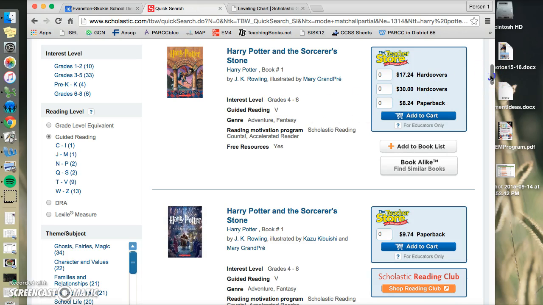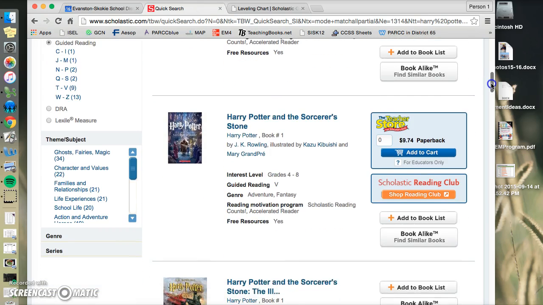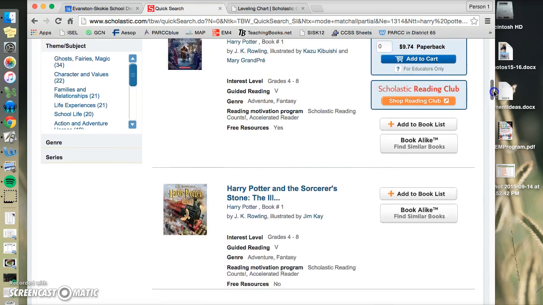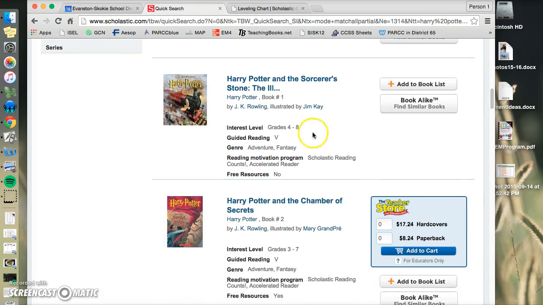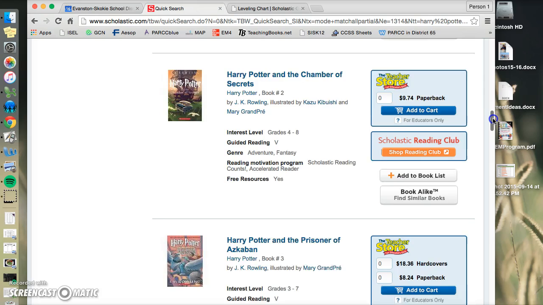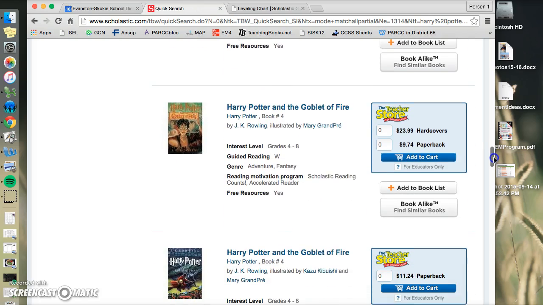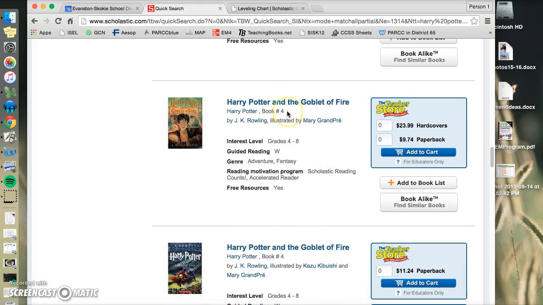You can scroll down and see one that's illustrated by someone else. He's a great illustrator, and it is also level V because the words are still the same. The illustrated version is still level V. Book two is still level V. Book three, level V. Still moving. Now there's a jump from book three to book four. Now we're moving up to W.